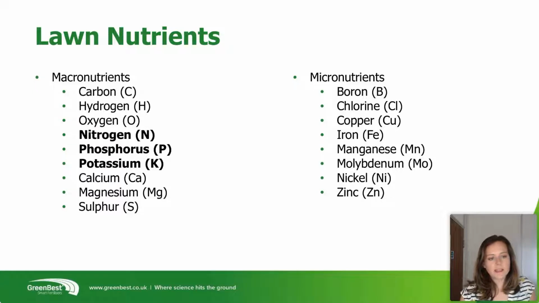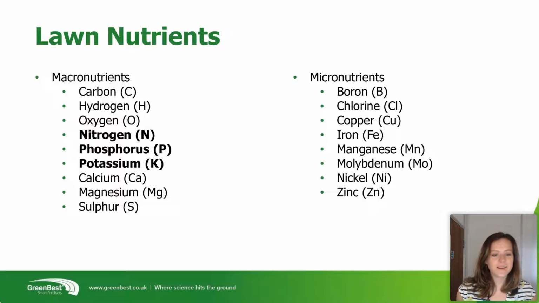N, P and K, those letters are the chemical symbols that scientists, chemists would use. If you're familiar with the periodic table from maybe science lessons at school, that's where those letters come from. N for nitrogen, phosphorus is P, potassium rather awkwardly is K, but you just get used to it eventually.